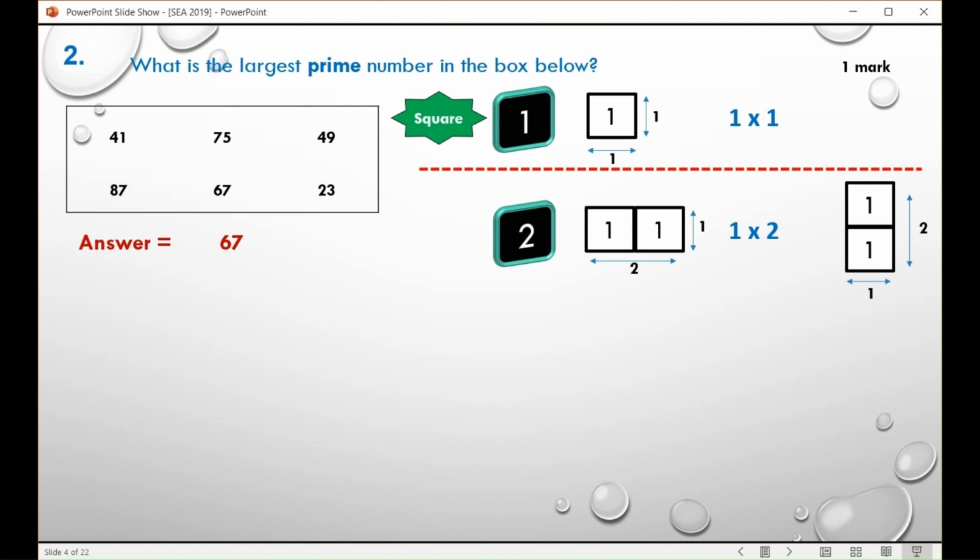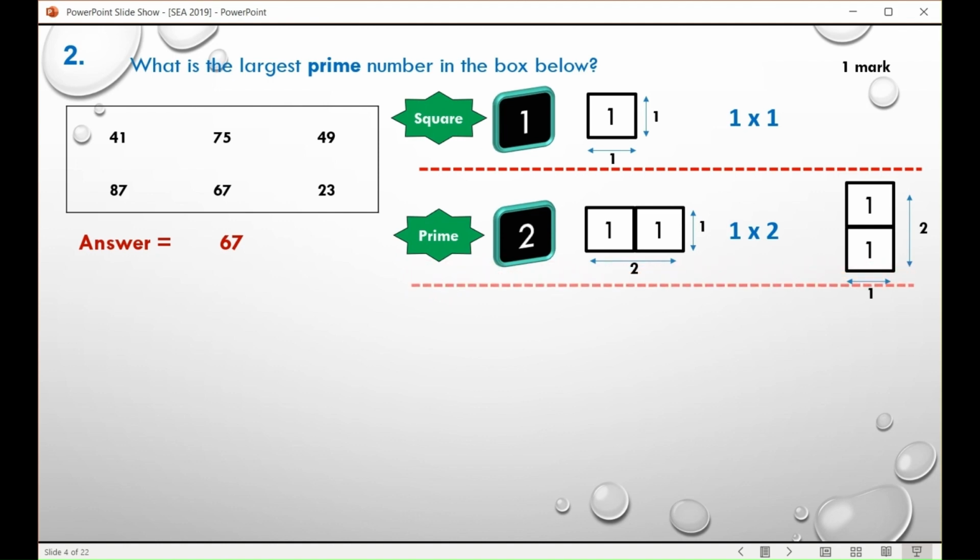Now this shows that 2 is not a square number. And if the number is only able to form one type of rectangle, we have a special name for that. And that is called a prime number.